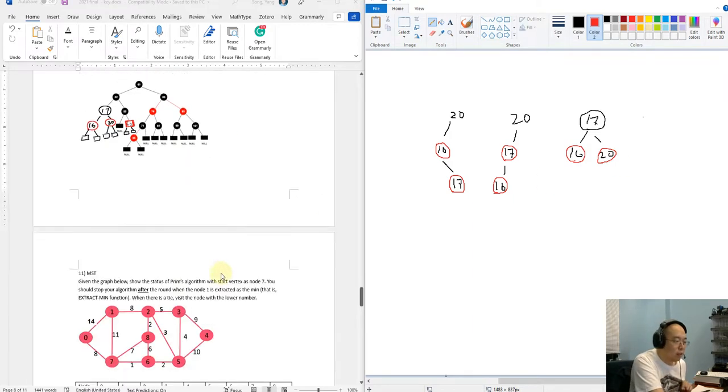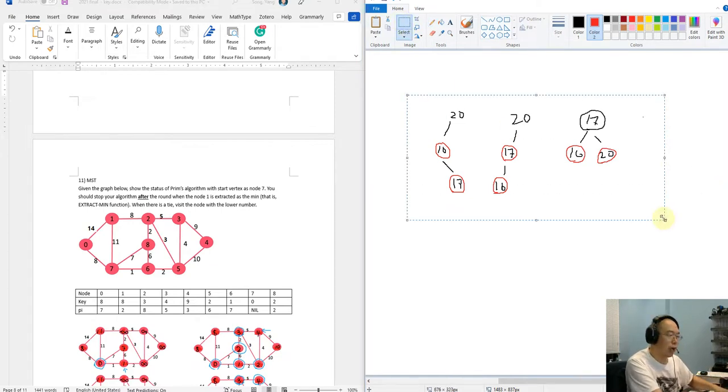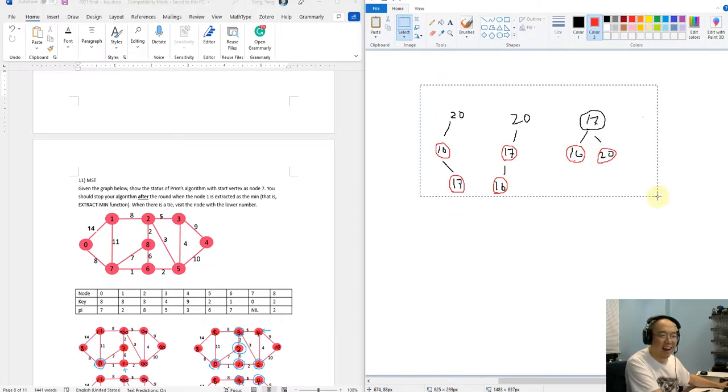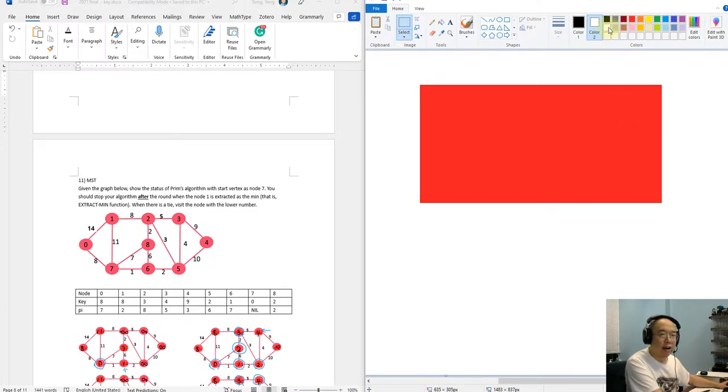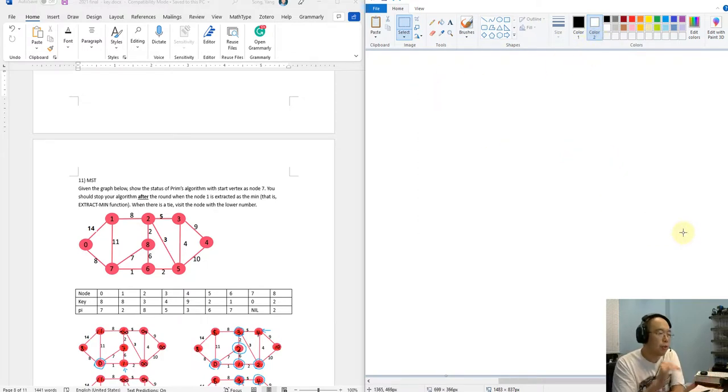Okay, so the next question, the MST. For the MST, we want to do Prim's algorithm. So this Prim's algorithm is going to be super long. Here we go. For this Prim's algorithm, I'm asking for the key and pi after we have extracted the 1 from the priority queue.